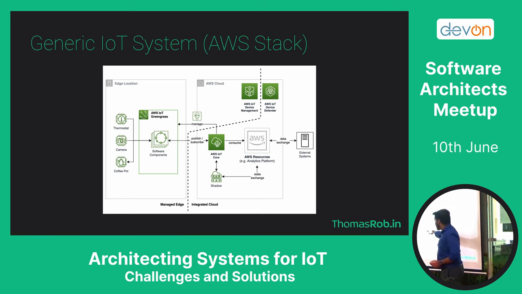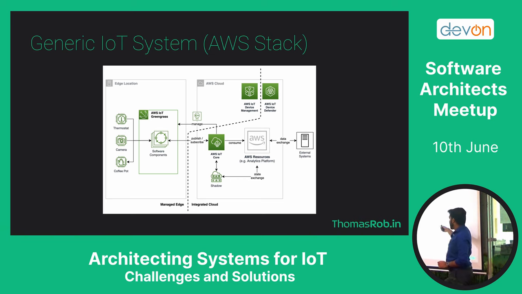AWS has this thing called a device shadow. It essentially reflects what your physical state is. So if your soil moisture sensor connected to that microcontroller is sending data to AWS, AWS maintains a copy of the last received message. So in case you want to do some analytics or operations on it, you can query the device shadow to retrieve what the last state of that device was.